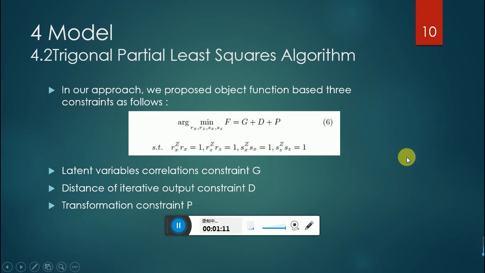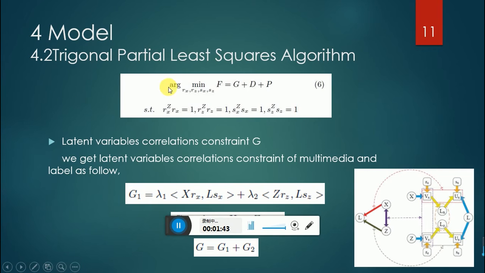After this global view of our model, I'd like to talk about it in more detail. Here, as you can see, Equation 6 is our objective function. We'd like to minimize the sum of the G process, D process, and P process, which denote the latent variables correlation constraint, the distance of iteration output constraint, and the transformation constraint, respectively.